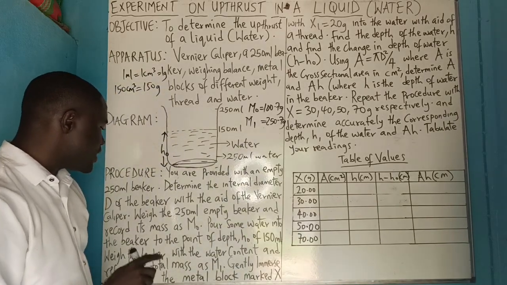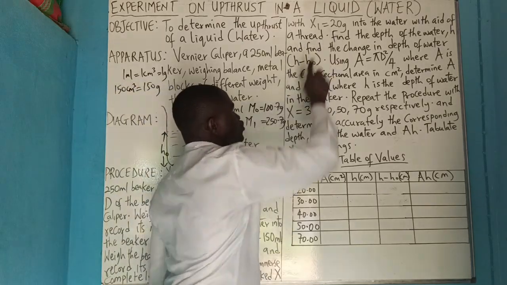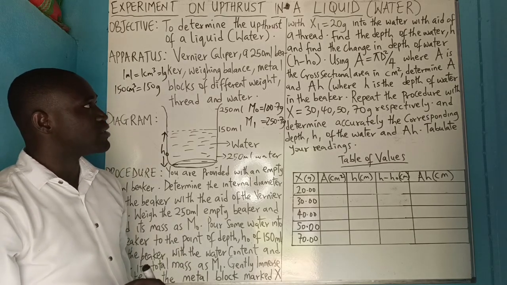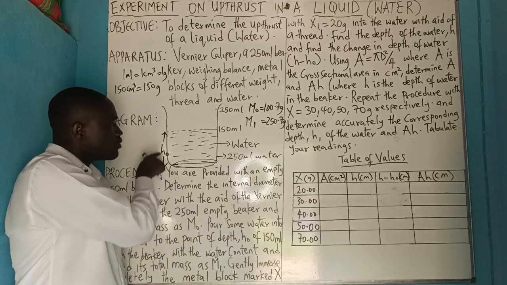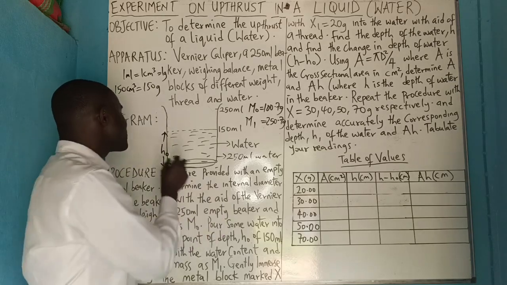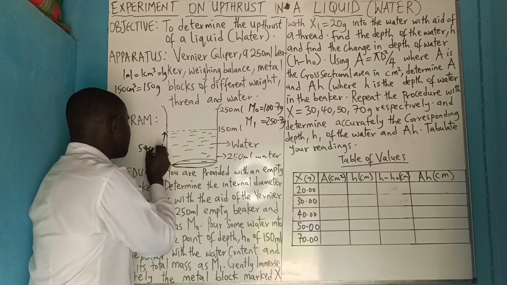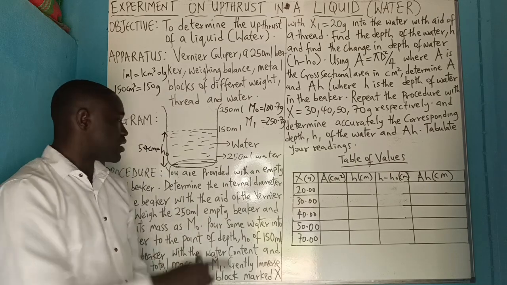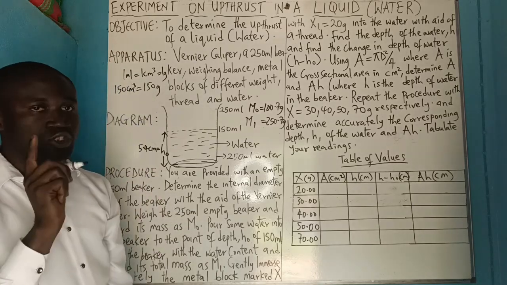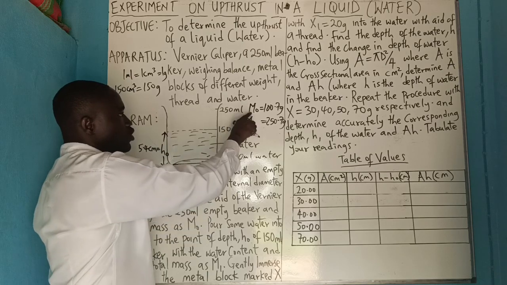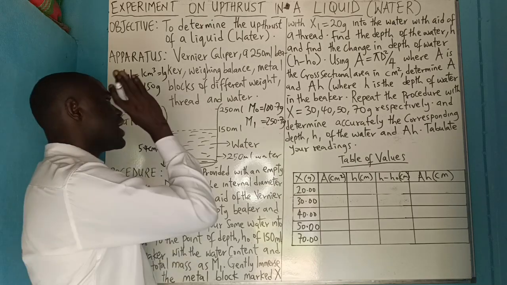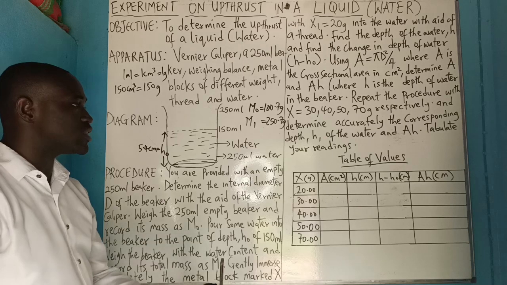Gently immerse completely the metal block of mass 20 gram into the water with the aid of a thread. Find the depth of the water, that is the height. So you measure the height of this water, use your ruler to measure it. As I measured it, I got 5.4 cm. The height of the 150 ml of water was 5.4 cm. So two things you have to do: weigh the beaker to note the value, then get the height of the water to note the value, then you can go direct and do your manipulation without wasting your time anymore.